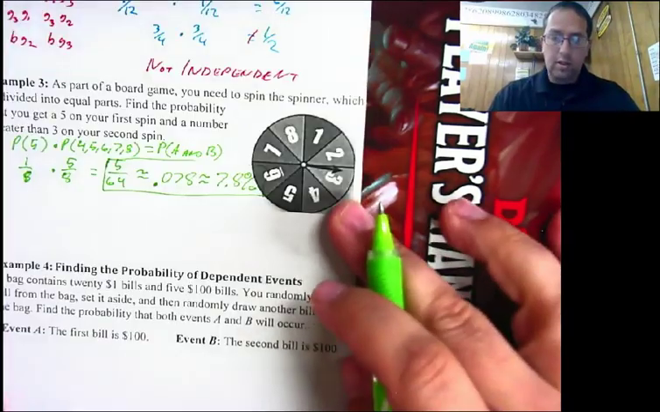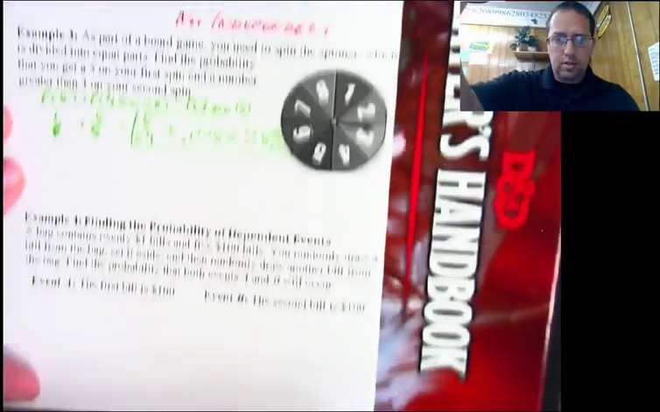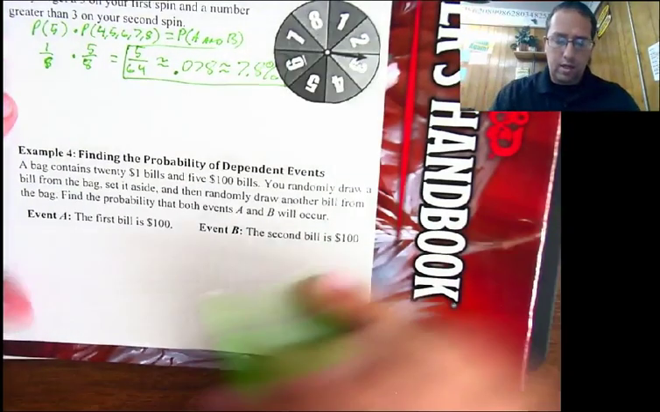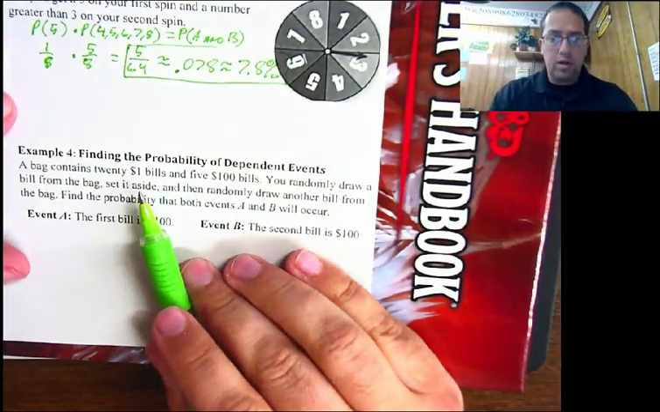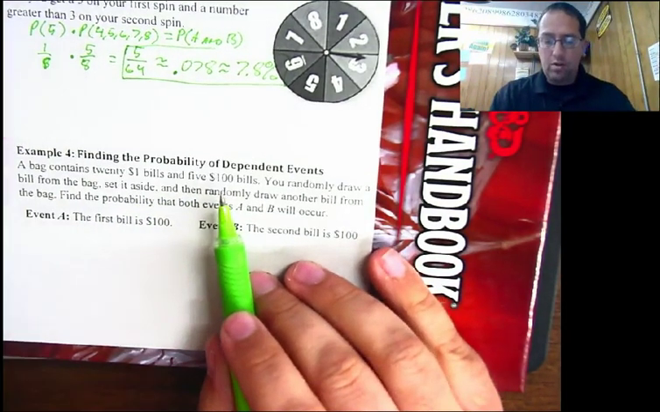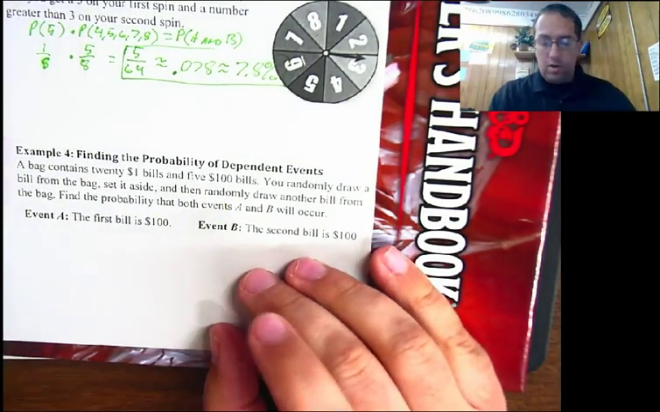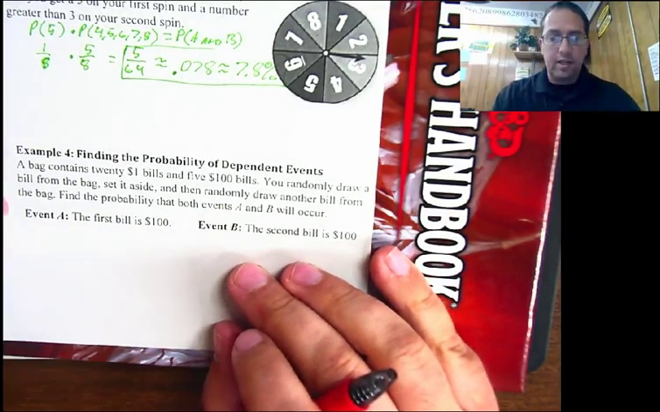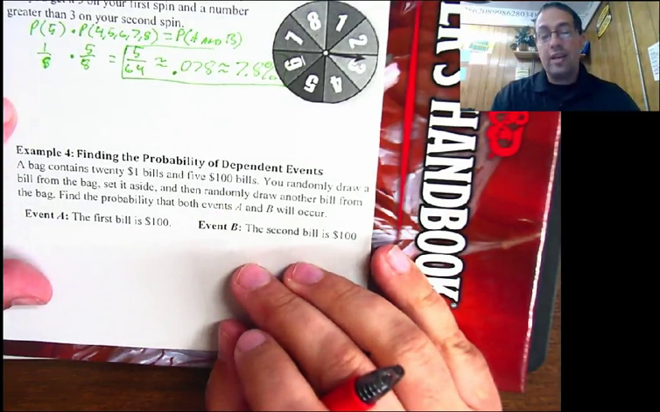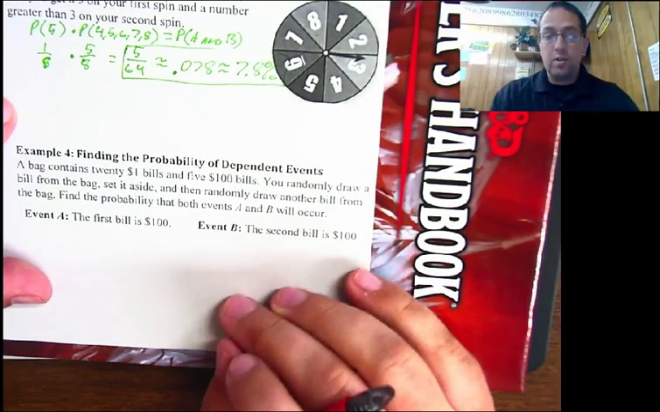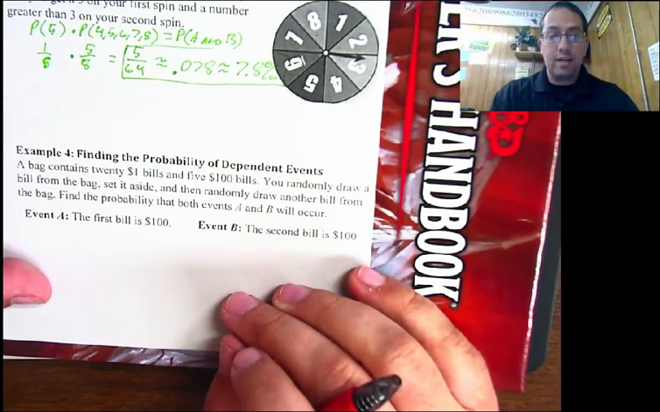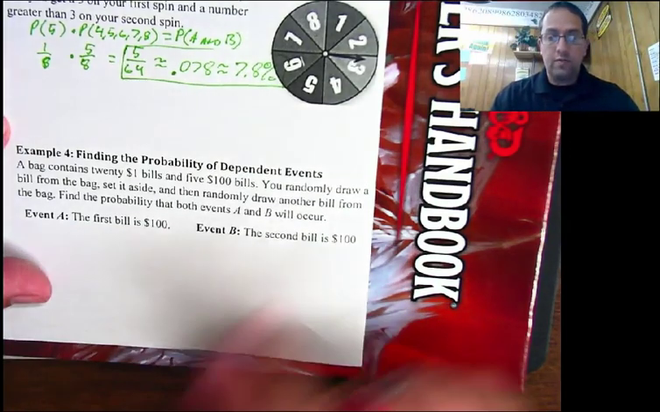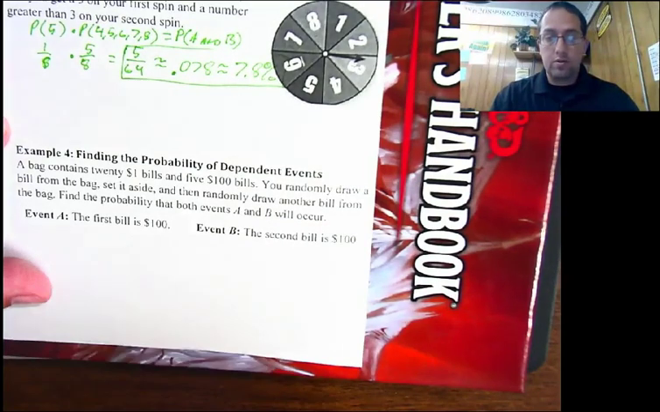Okay, so let's take a look at this. We have a bag of money. We've got 20 $1 bills and 5 $100 bills. Well, we want to know, what if we randomly draw a bill from the bag, set it aside, and then randomly draw another bill from the bag, what is the probability that both events A and B will occur? So event A, the first bill is $100. Event B, the second bill is $100.